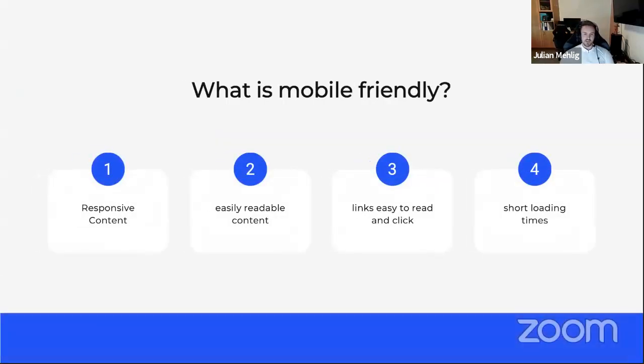But what makes your site mobile friendly at all? There are several aspects to consider for declaring our site as mobile friendly. We will have to deliver responsive content. Our content should be easily readable. Links should be easy to read and click. And of course, a short loading time must be given, which is not only an aspect for mobile friendliness, but also for our conversion rate, especially on mobile devices.